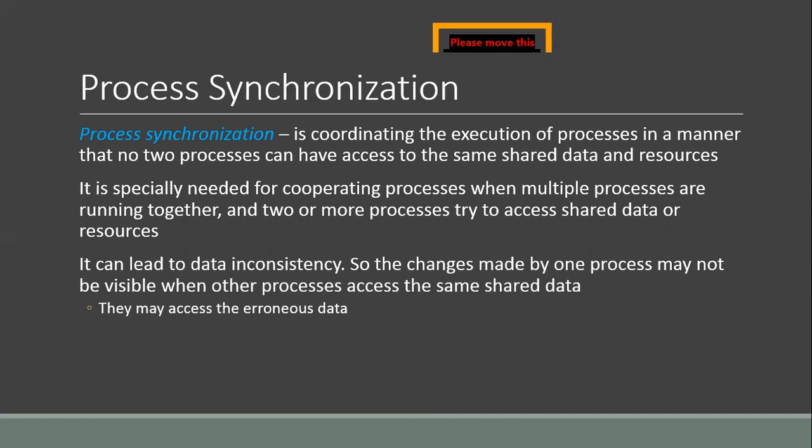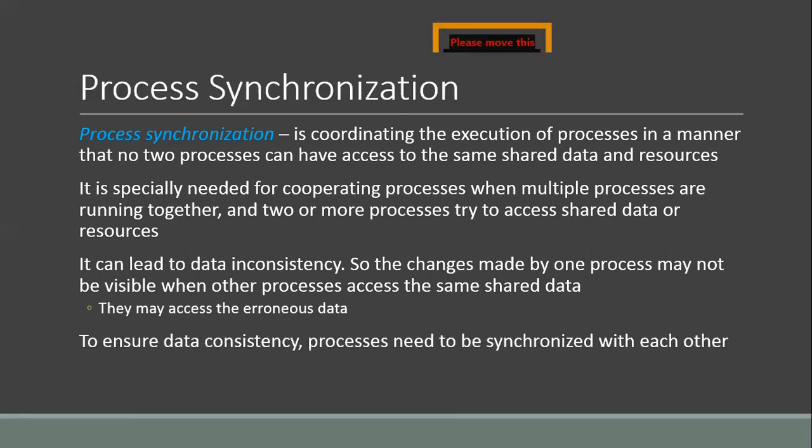It can lead to data inconsistency. This means concurrent execution of cooperating processes may result in data inconsistency. The changes made by one process may not be visible when other processes access the same shared data. The other processes may access erroneous data. To ensure data consistency, processes need to be synchronized with each other.